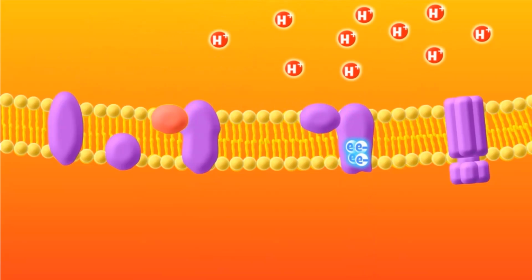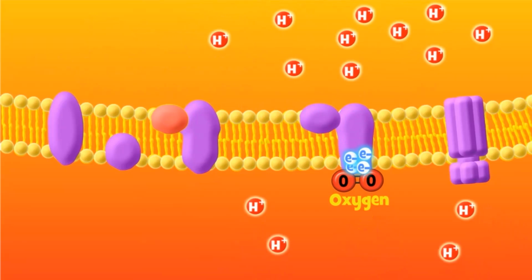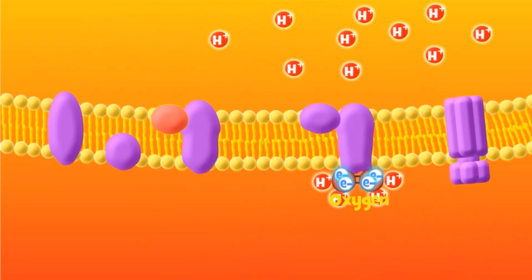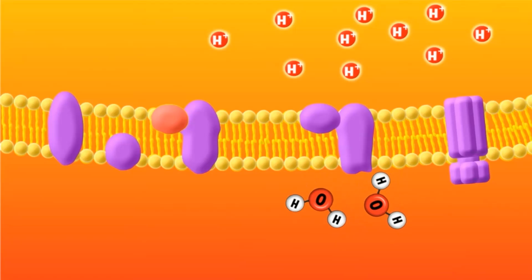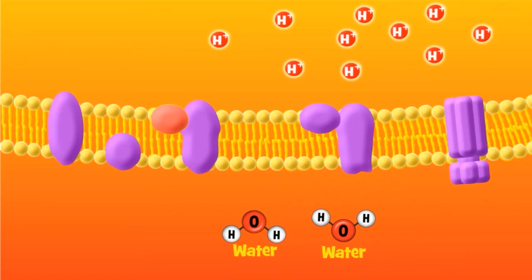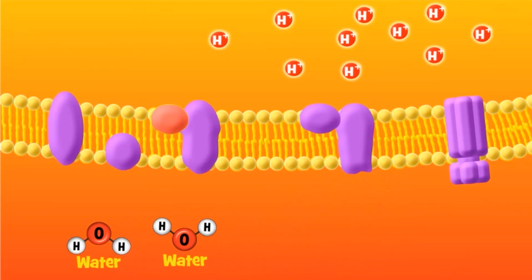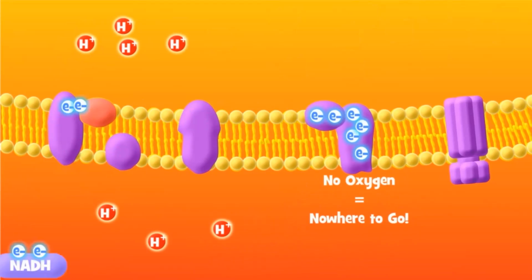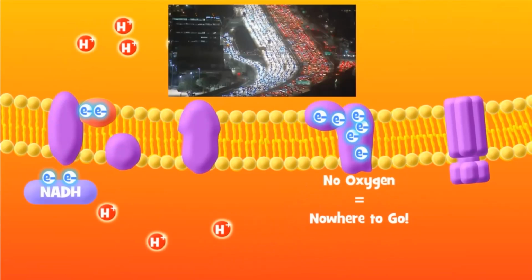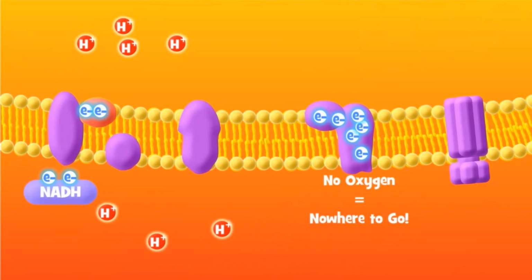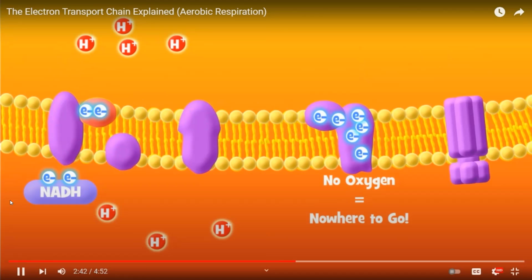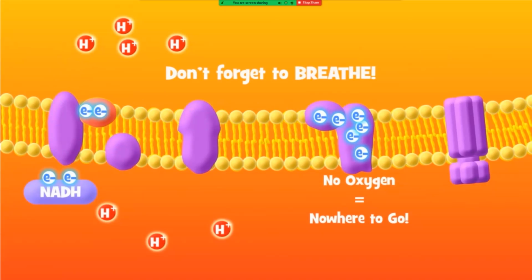Now the electrons need somewhere to go, a final destination to complete their journey. Fortunately, you breathe, and oxygen comes to the rescue. Oxygen accepts the electrons, as well as hydrogens from the matrix, making water. This is the reason why you breathe all day, every day. Your cells need oxygen to accept these electrons, or the electron transport chain will grind to a halt, like an LA freeway during rush hour. And if the electron transport chain stops, you won't be able to make enough ATP to keep you alive, and you die. So keep breathing that oxygen.